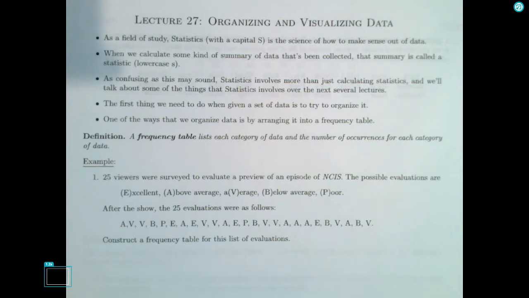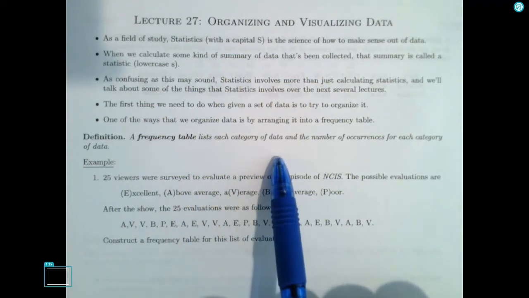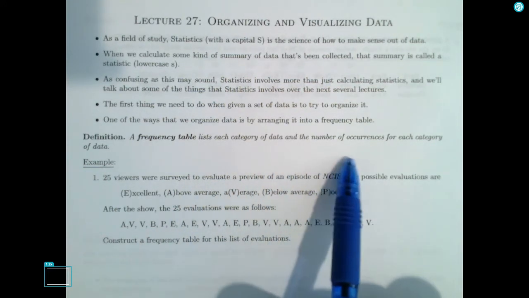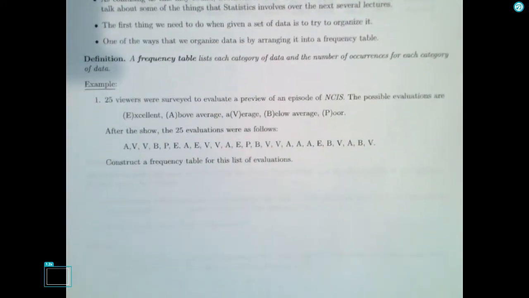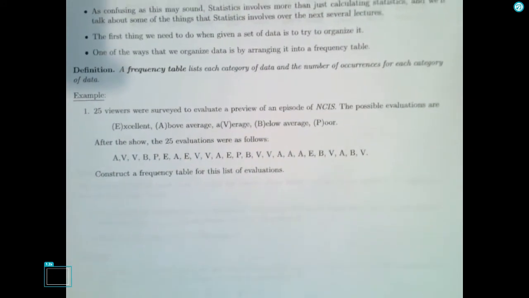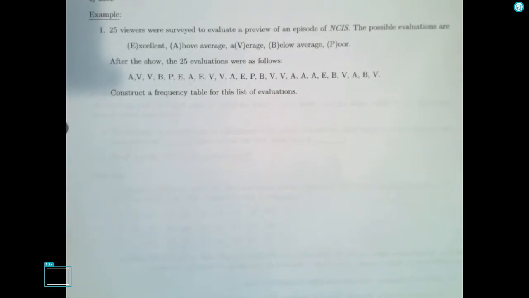What the frequency table does is it lists each category of data, and then it lists the number of occurrences for each of those categories. To give you an example, let's say that 25 viewers were surveyed to evaluate a preview of an episode of NCIS.